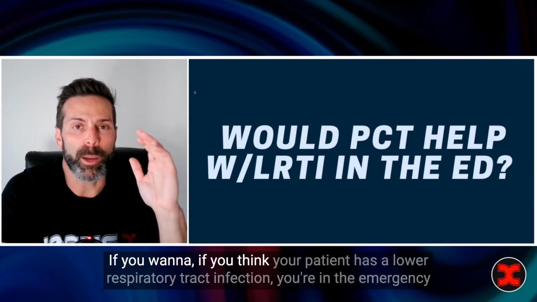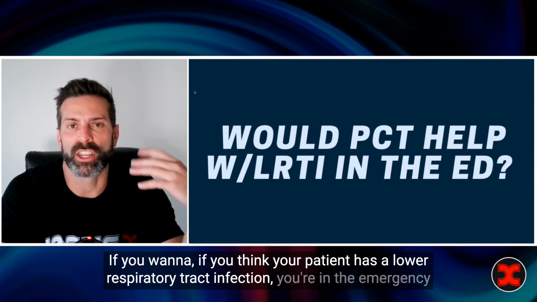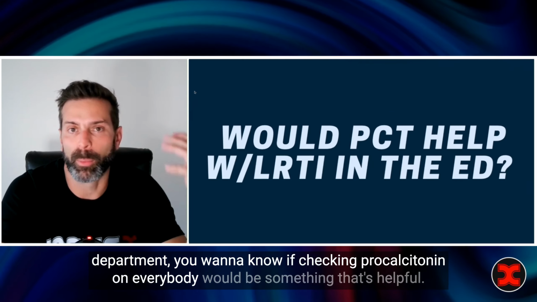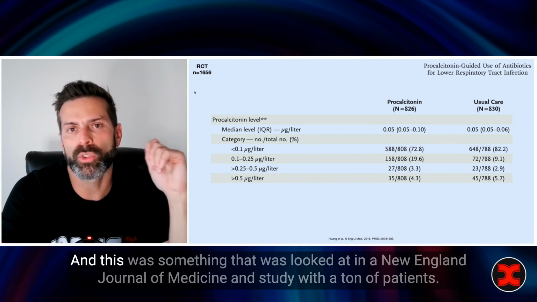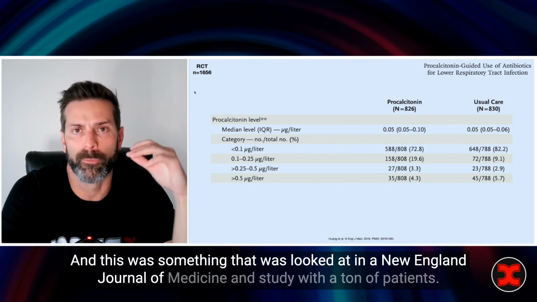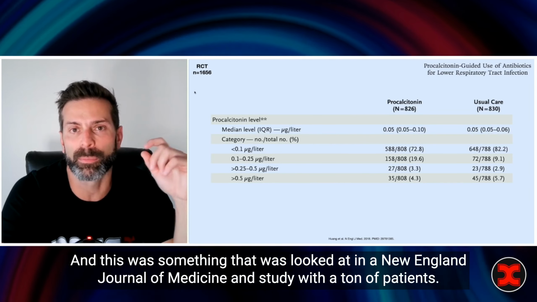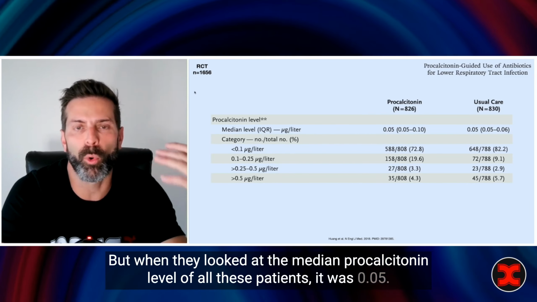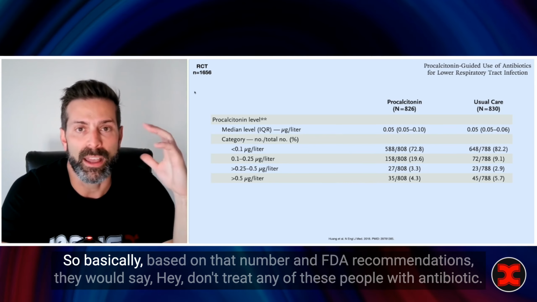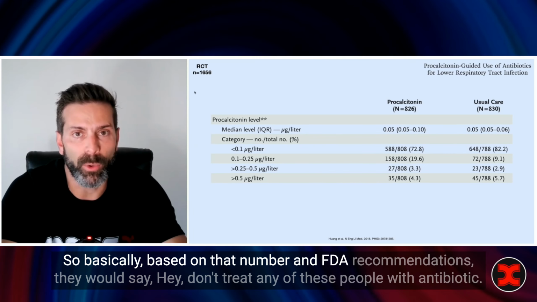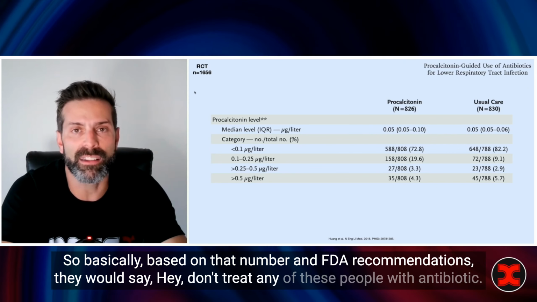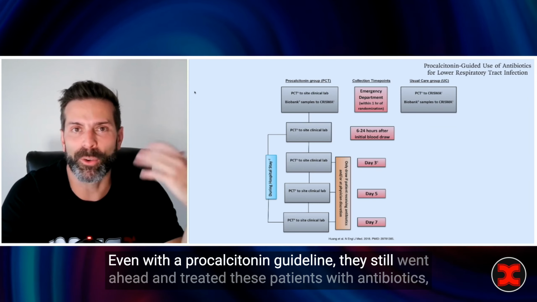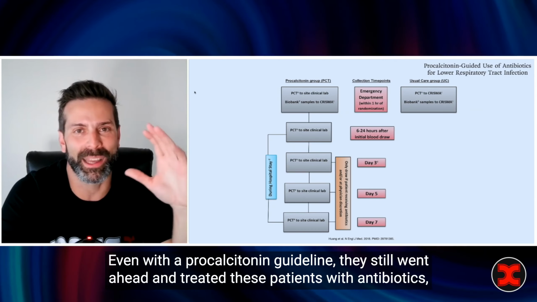If you think your patient has a lower respiratory tract infection, you're in the emergency department, you want to know if checking procalcitonins on everybody would be something that's helpful. And this was something that was looked at in a New England Journal of Medicine study with a ton of patients, but when they looked at the median procalcitonin level of all these patients, it was 0.05. So basically, based on that number and FDA recommendations, they would say, hey, don't treat any of these people with antibiotics. But even with a procalcitonin guideline, they still went ahead and treated these patients with antibiotics, as you'll see.